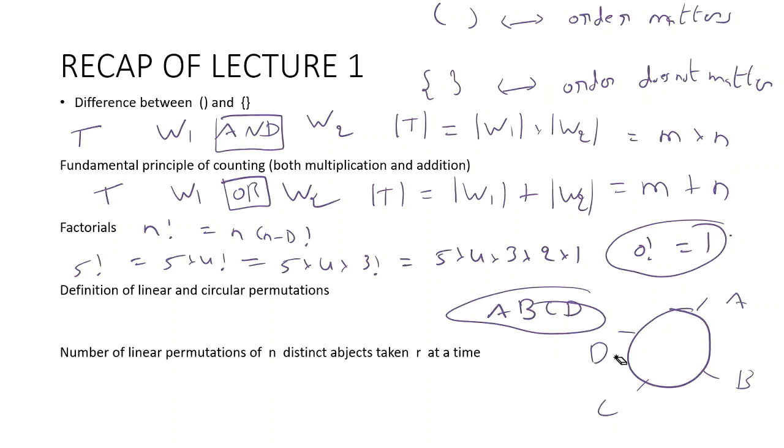Number of permutations of n distinct objects taken r at a time. In general, it is denoted by nPr, and we have the formula for nPr. nPr is equal to n times (n minus 1) times (n minus 2) and so on up to (n minus r plus 1). So this is the theorem result, and we have modified this result. After modification, we can write nPr as n times (n minus 1) times (n minus 2) and so on up to (n minus r plus 1).